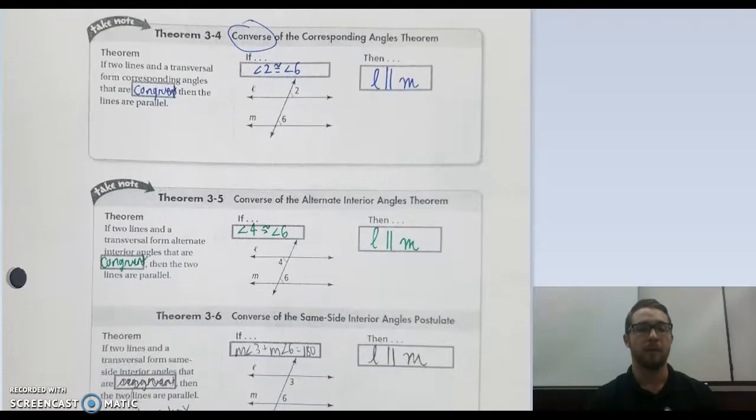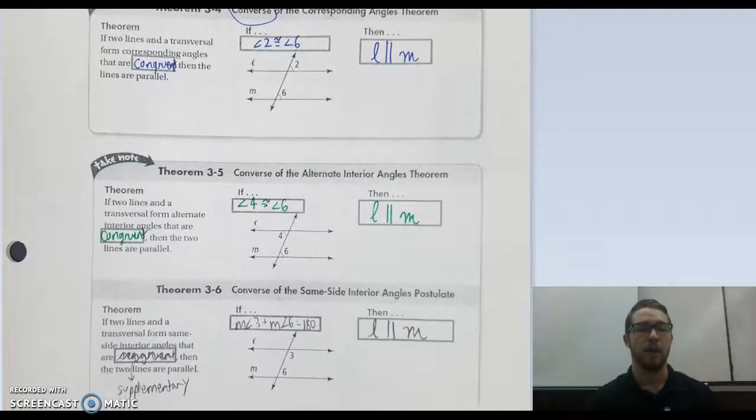Same thing, we have same side interior angles just like before. And I made a mistake and wrote congruent again, but remember, two lines and a transversal, if they form same side interior angles, those aren't congruent. Those are your supplementary angle pair. That can also show two lines are parallel. So if I have same side interior, 3 and 6 here, if those add up to 180, that means they're supplementary, so that would also prove that L and M here are parallel.